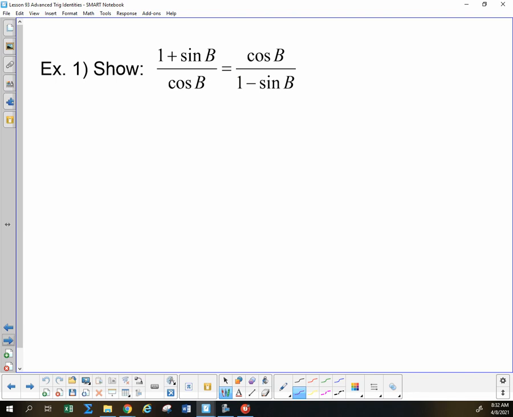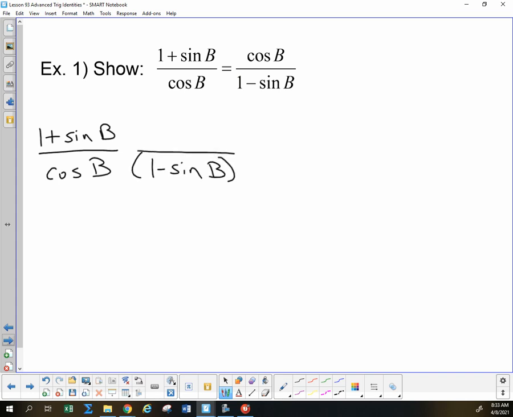So what I'm going to do here is start by writing down that first side. So 1 plus sine b over cosine b, because I know I always have to copy down one side just like it is. None of my other tricks are really working for me. So I'm going to look at that right-hand side. And I want to end up with a 1 minus sine b in the denominator. So I'm going to put 1 minus sine b there. But I can't just do that.